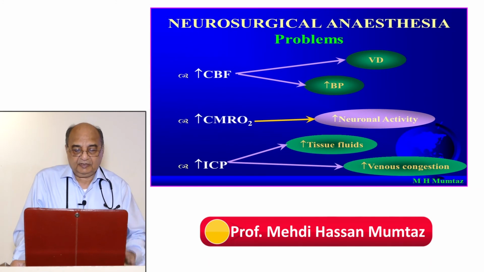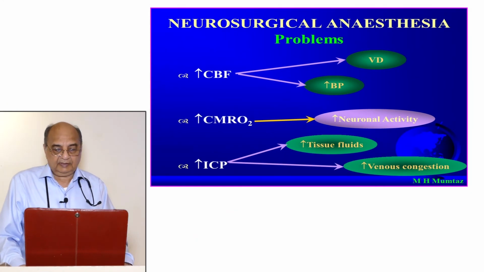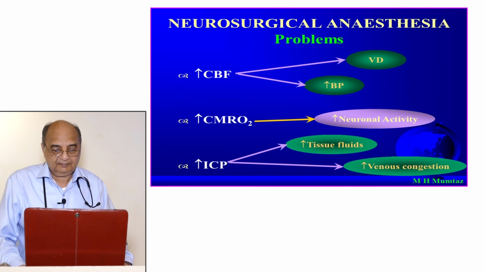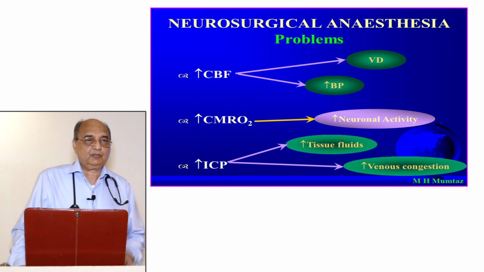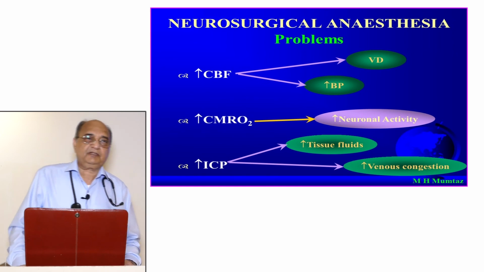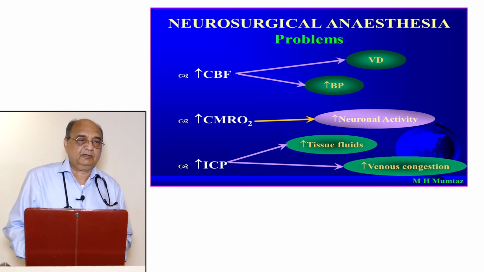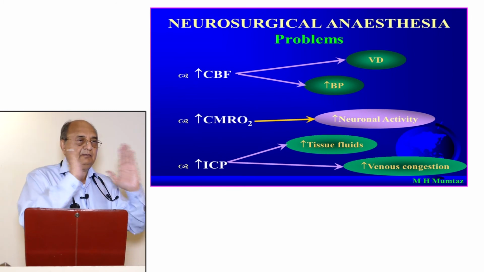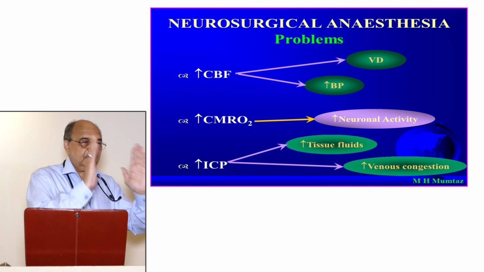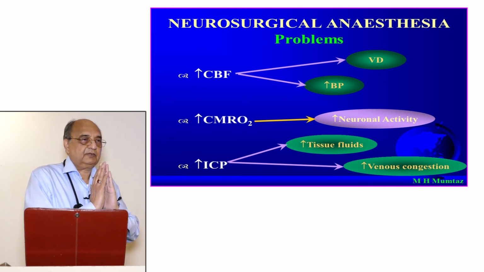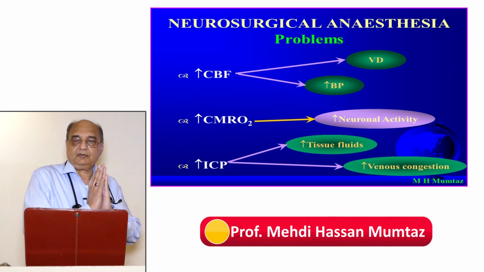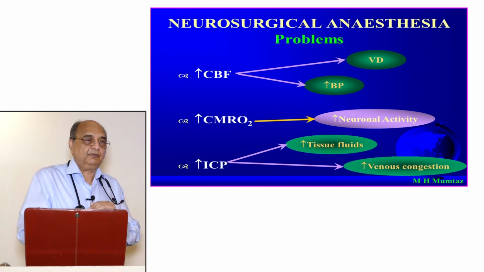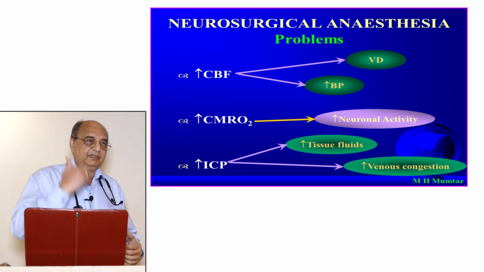Now, ICP depends on whether you have increased the tissue fluids or not, or how good the venous drainage is. If there is a venous congestion... that's why when we are anesthetizing or managing these patients in ICU, their head should be raised and the neck and the head should be kept in the center, because we should not be rotating to one side or the other. Once you rotate to the side, it will compress the internal jugular vein and decrease the venous drainage.